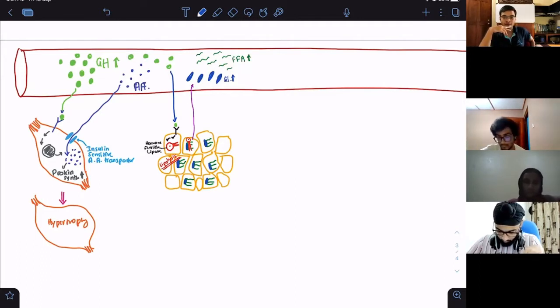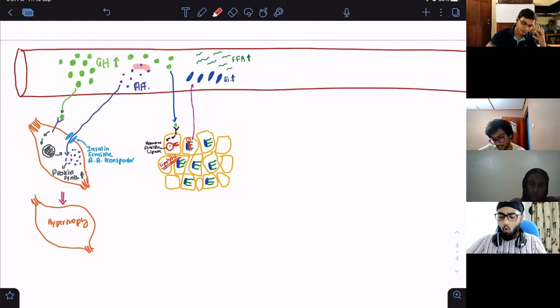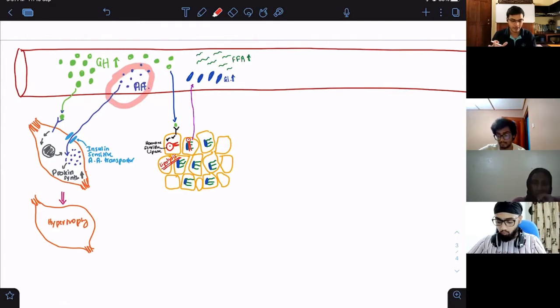Now look at this, guys. We still haven't done anything, right? Take a look, just go a little bit to your previous page. Take a look at the stimuli that influenced or enhanced growth hormone release. One of the things we said was increased amino acids. Now, can you see the problem being solved? Whatever amino acids were increased are taken into muscle cells. Problem solved, right?